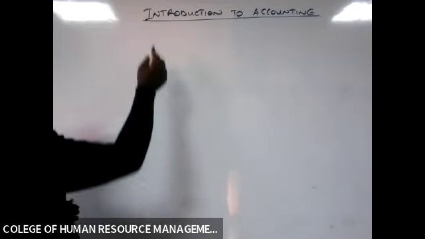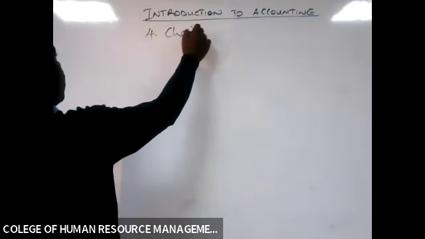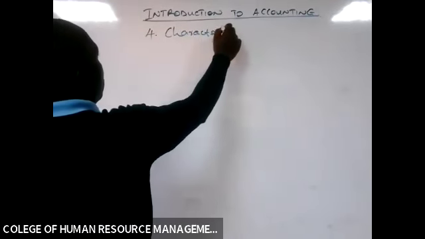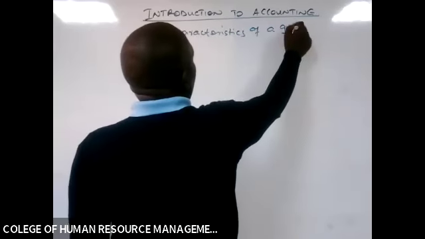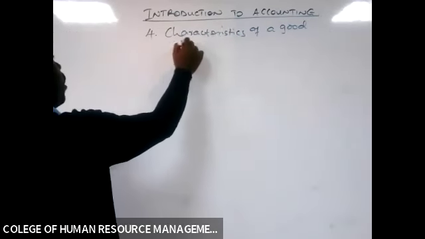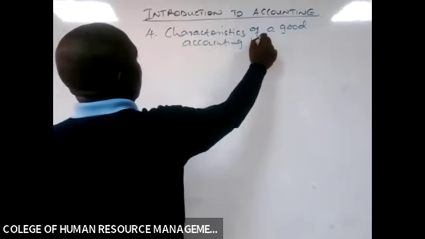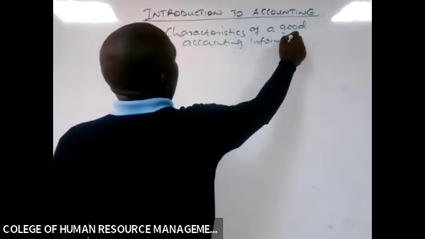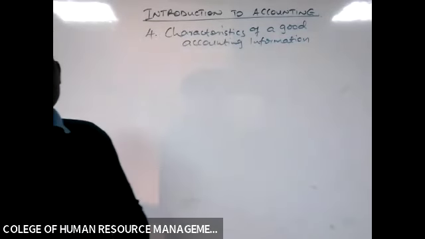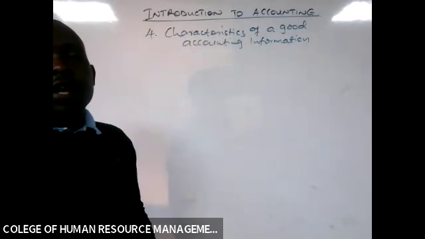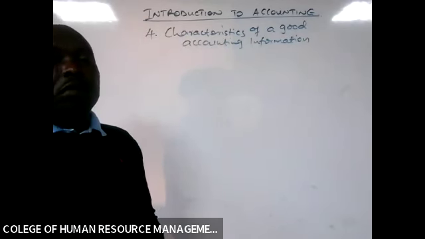The fourth part is about the characteristics of a good accounting information. Characteristics of a good accounting information.